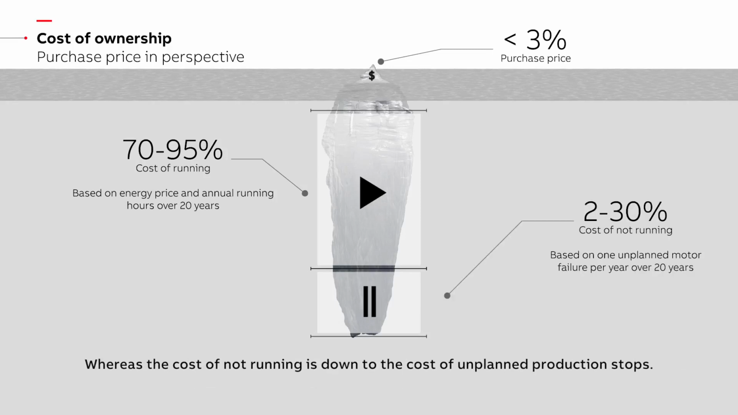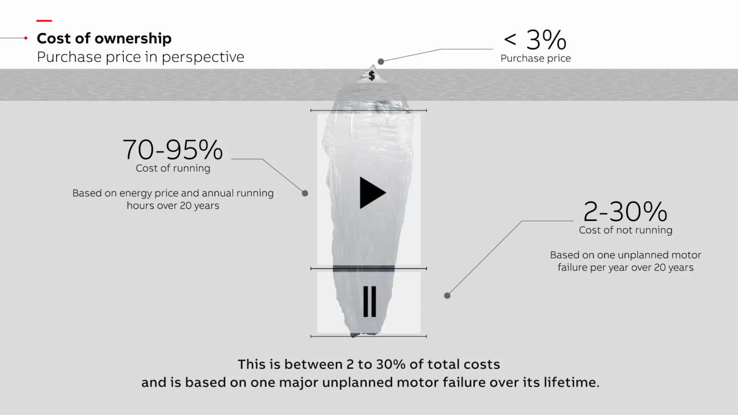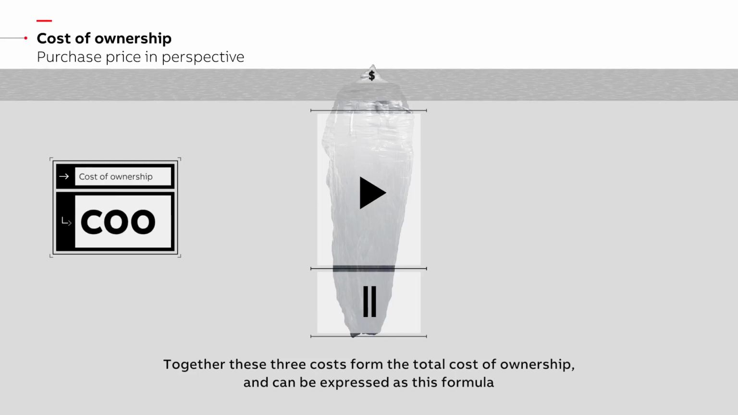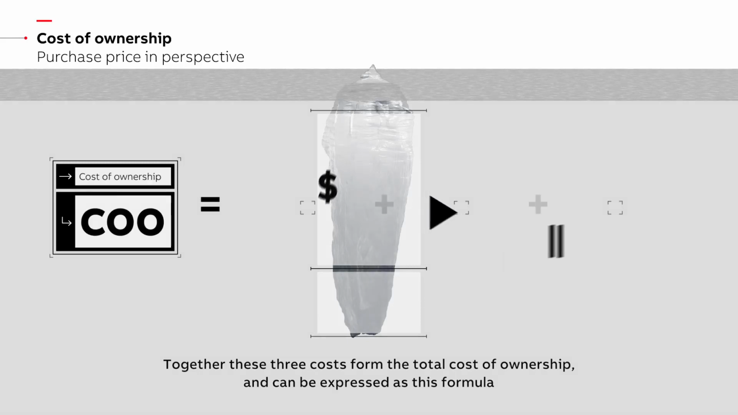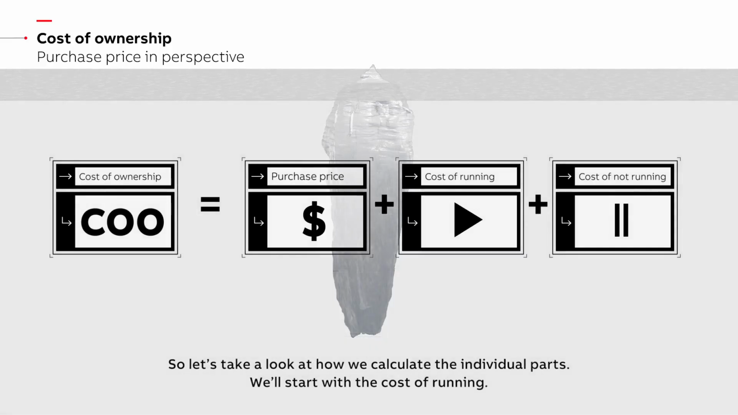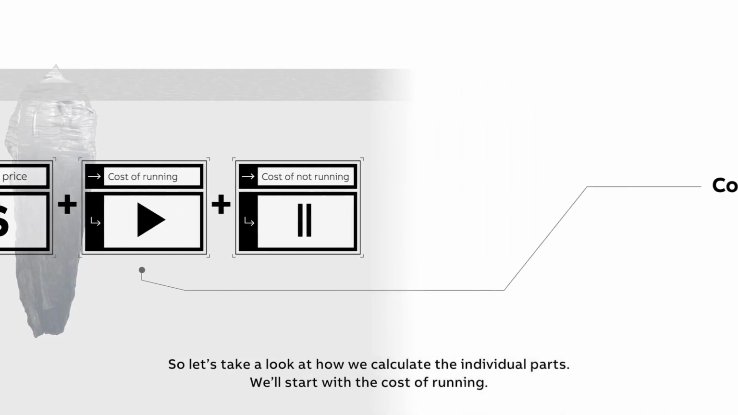Whereas the cost of not running is down to the cost of unplanned production stops. This is between 2 to 30% of total costs and is based on one major unplanned motor failure over its lifetime. Together, these three costs form the total cost of ownership and can be expressed as this formula. So let's take a look at how we calculate the individual parts. We'll start with the cost of running.